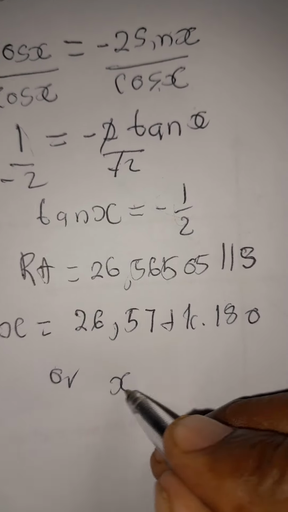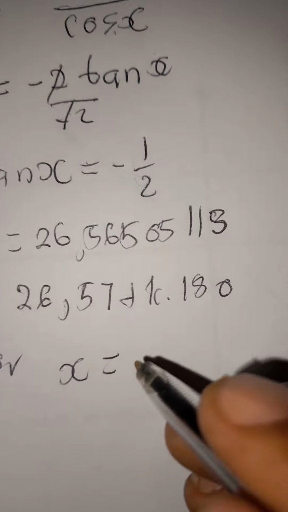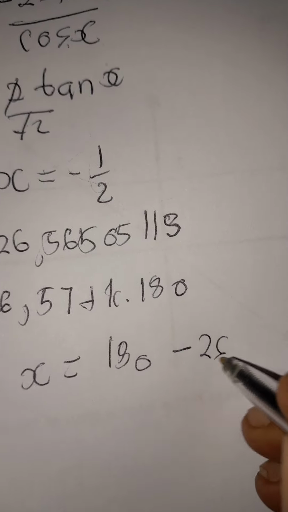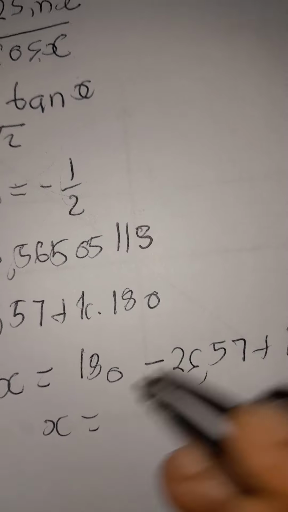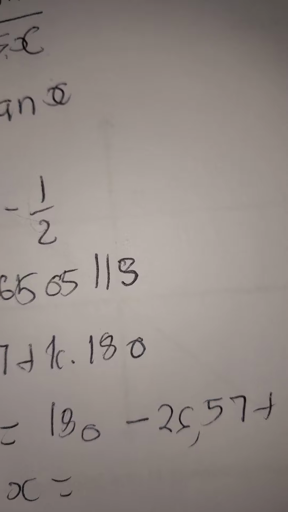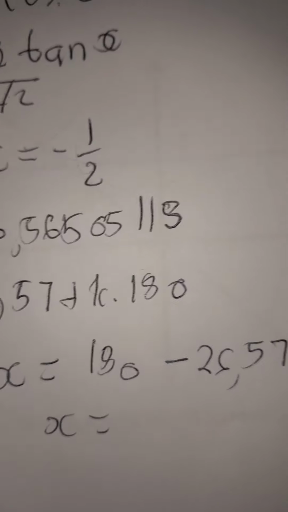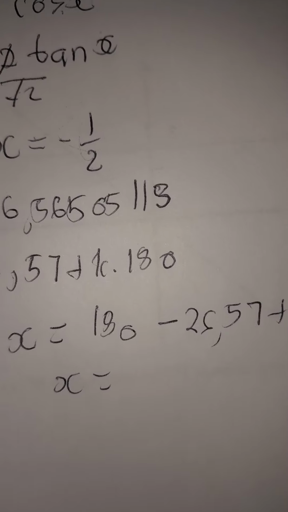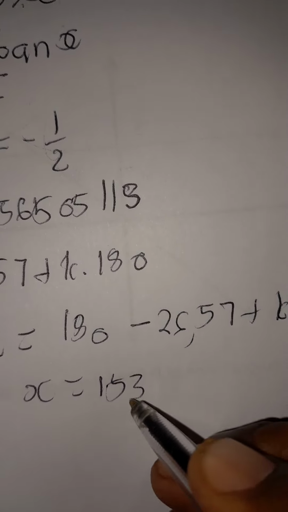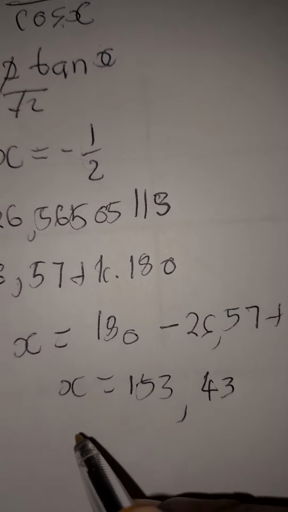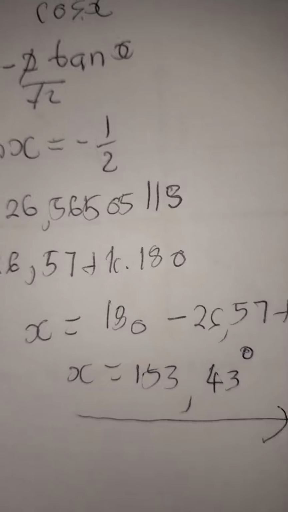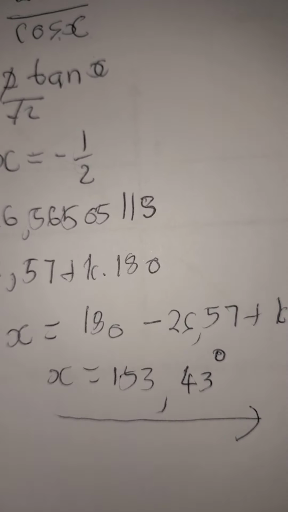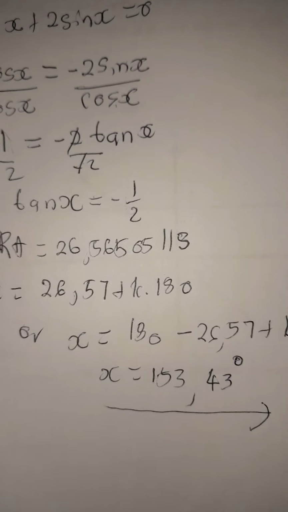Or we will look where tan is negative. Tan is negative in the second quadrant, so we could say 180 minus 26,57 plus k times 180. So 180 subtracted by 26,57, that will be 153,43. Okay, that will be the case, 153,43. So that's how you can get a general solution of this type.